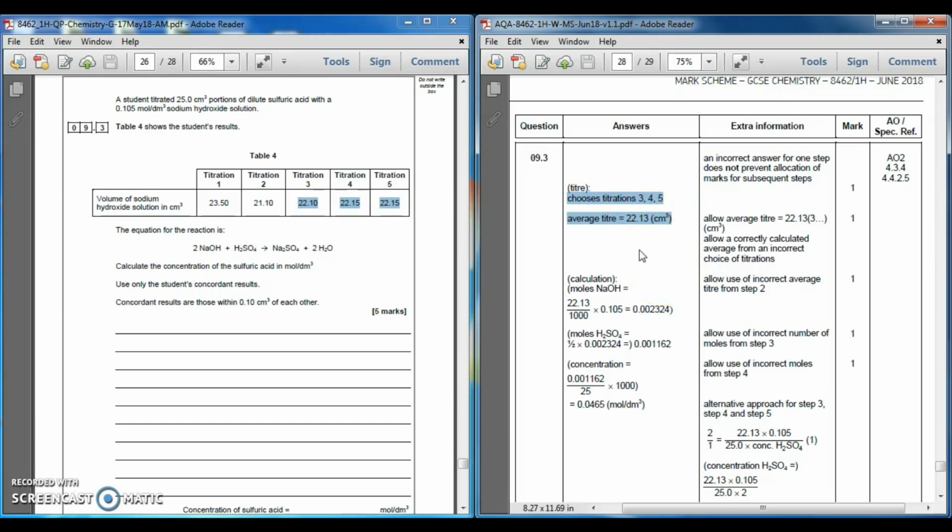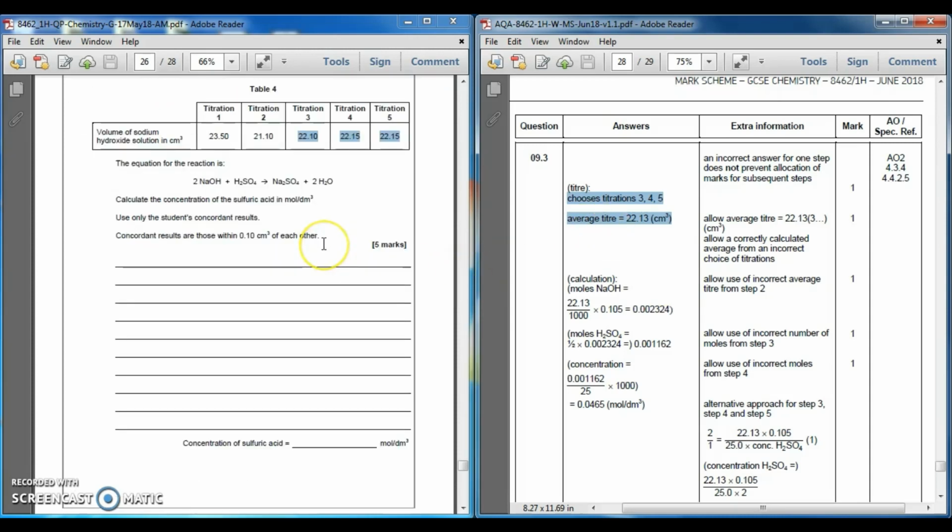The next bit is the calculation, and I understand this is where we lose a few people, but it's not a problem. You can do the C1 V1 equals C2 V2 that I've taught you in class. I don't think I saw many people doing that, but then I didn't see many people getting this correct. Or, because you now know the average titre of the hydroxide solution, and you know its concentration, you can work out its number of moles. You notice here that the mark scheme has divided it by 1,000, because it's turning it into decimeters cubed. So we get our volume, times our concentration, and that gives us our number of moles.